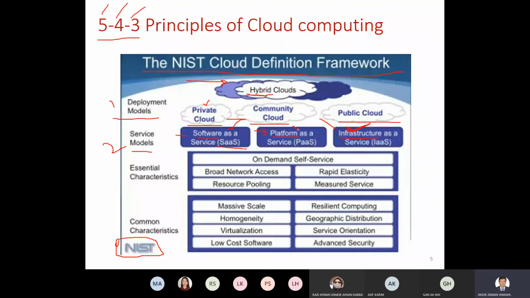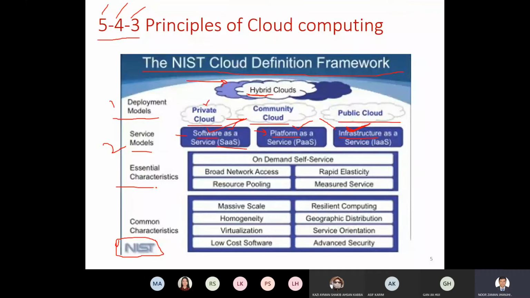If this is the model, then what will they be able to get? The platform. And if this is the model, then what they will be able to get will be the software. What it is, how it is, and what the differences among them are, we'll discuss in a couple of minutes.